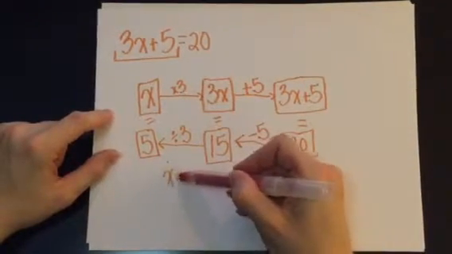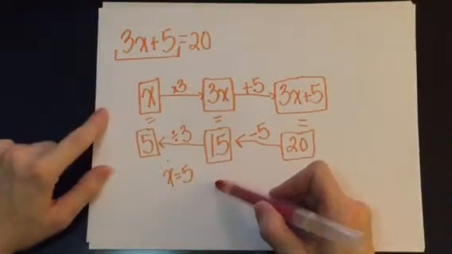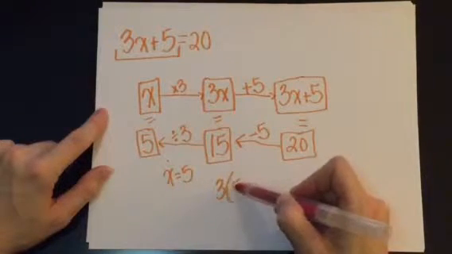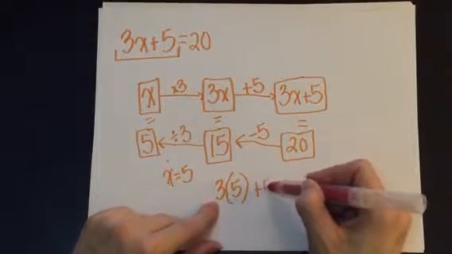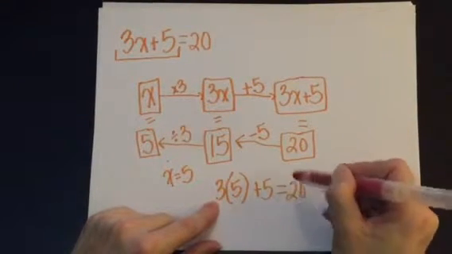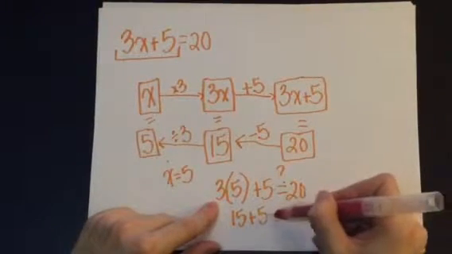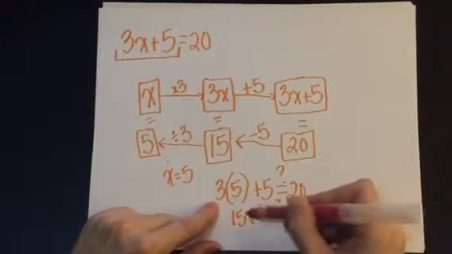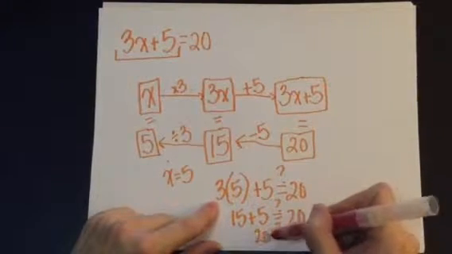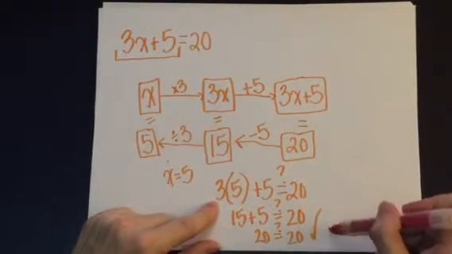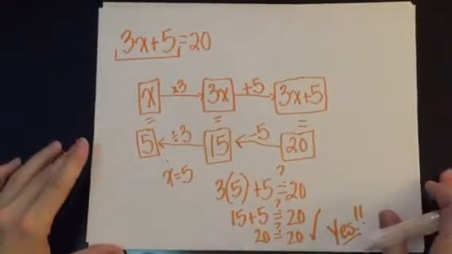So we're not done. We should do a check. We're going to substitute this value into the original equation and see if it fits. So instead of x, I've replaced it with a 5. And let's see if it equals 20. Well, 3 times 5 is 15. And 15 plus 5 is 20. And does 20 equal 20? Yes, it does. So 5 is a solution to our equation.